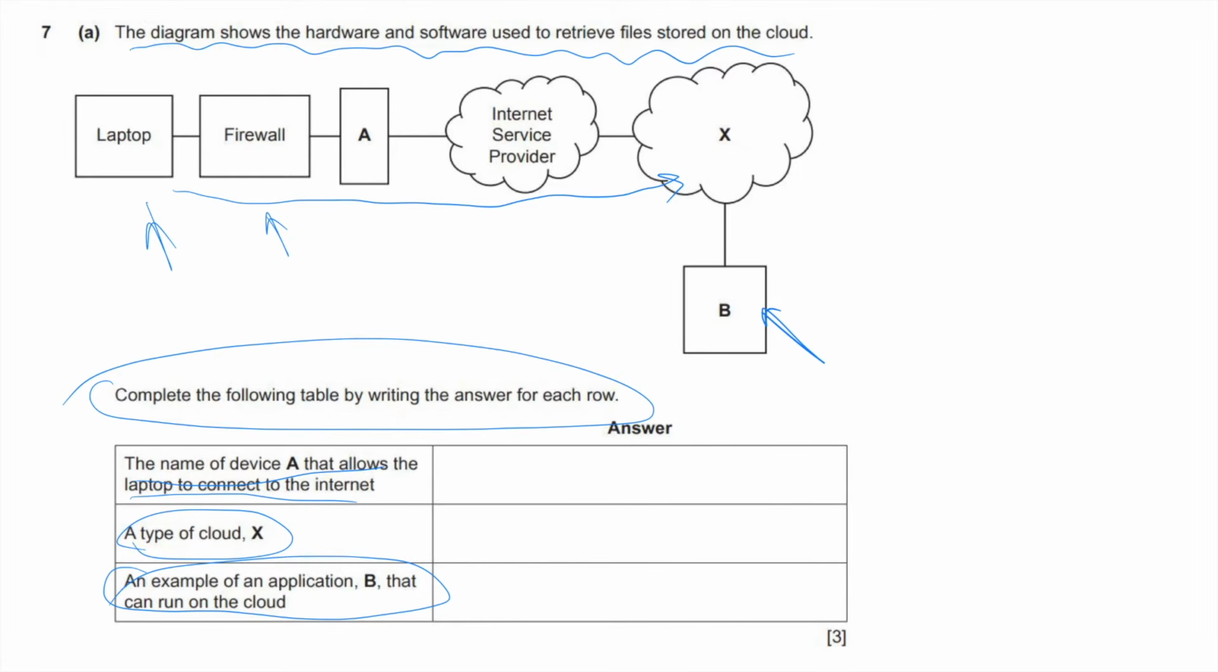So the name of the device A that allows the laptop to connect to the internet is most likely a router, I guess. The type of cloud. So if just anyone can go ahead and access this right here, it's probably going to be a public cloud. And an example of an application that can run on the cloud. I guess there's a whole lot of examples. I guess you could just say any web-based application. I'd be curious to see what the mark scheme says though, because it's not really that specific. So let's see.